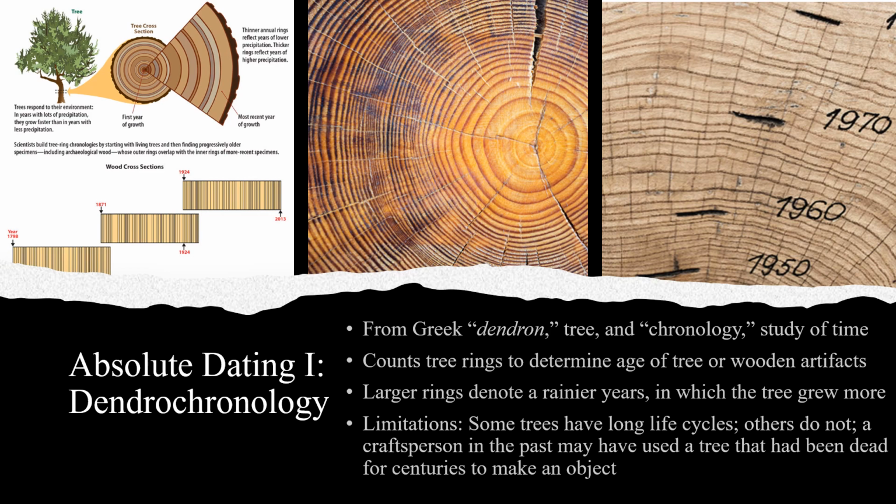Some trees have very long life cycles of centuries, even millennia. Other trees only live for a few years. In addition, artisans in the past may have used a tree that had been dead for centuries to make the objects that archaeologists have discovered. So, when an archaeologist uses dendrochronology to decide the age of a wooden object, they are assuming that the past person who made this object immediately cut down the tree and fashioned the object that the archaeologist found.